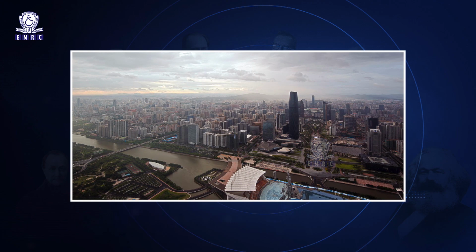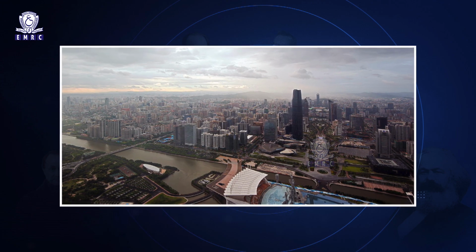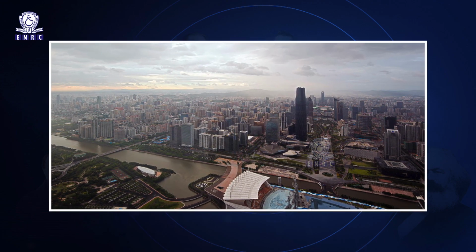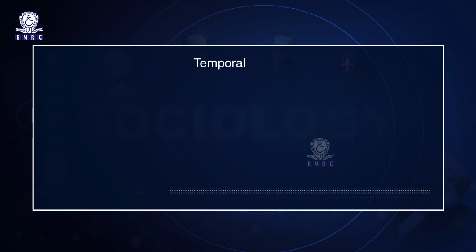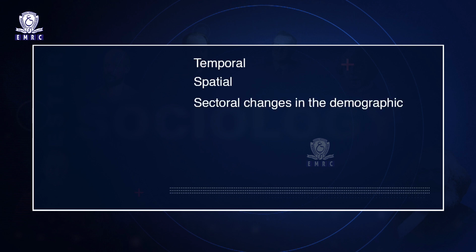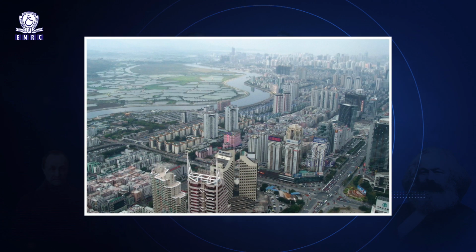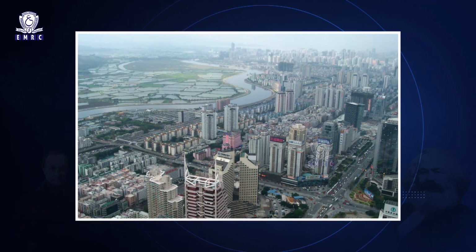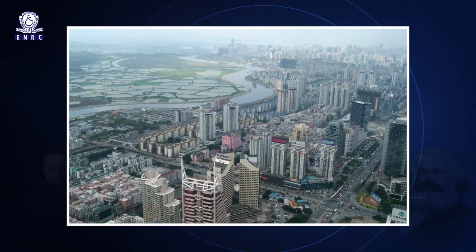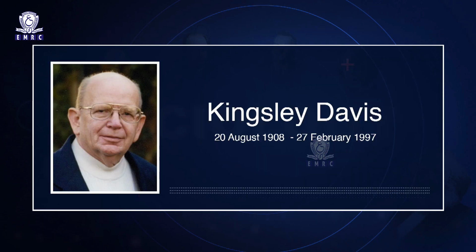Urbanization. Urbanization can be defined as a process which reveals itself through temporal, spatial and sectoral changes in the demographic, social, economical, technological and environmental aspects of life in a given society. Urbanization is a progressive concentration of population in urban units, as per Kingsley Davis.